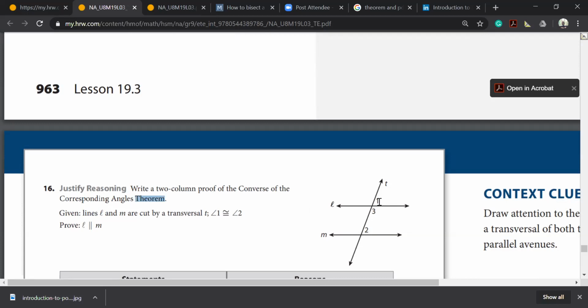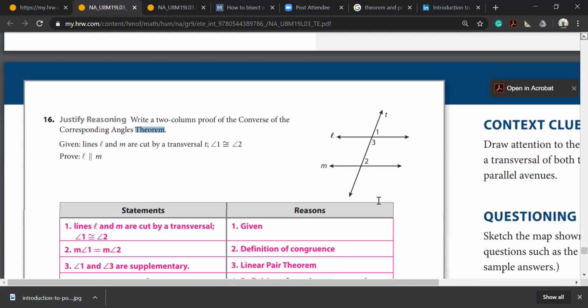Didn't we say that 1 is equal to 2? Yes. 1 and 3 together are what? Are a linear pair. Again, the same idea. 1 and 3 are a linear pair. So 1 plus 3 is 180, right? We can remove 1 and put what instead? 2. So 2 plus 3 is 180. Using the converse of the same side interior postulate, then L is parallel to what? Parallel to M. Let's read the answer.